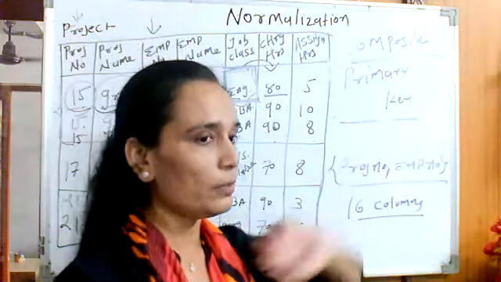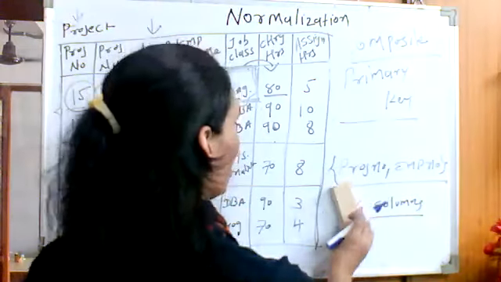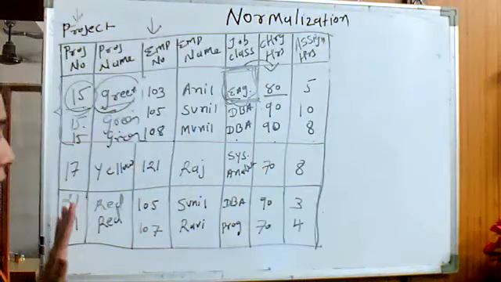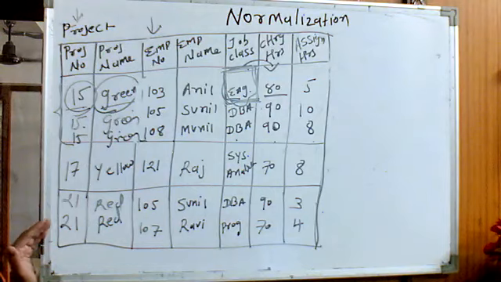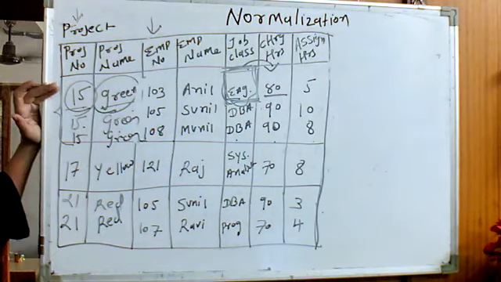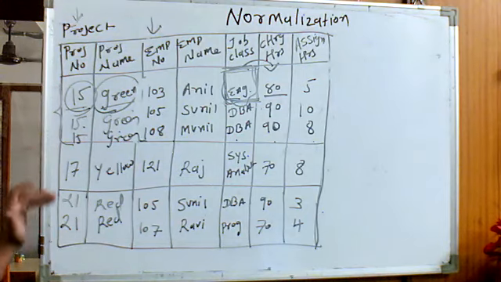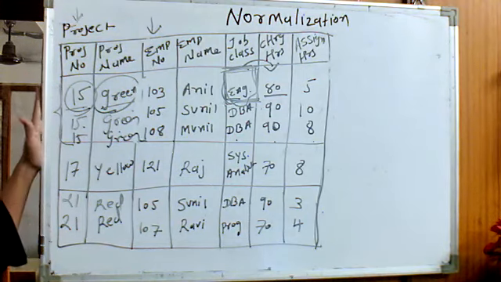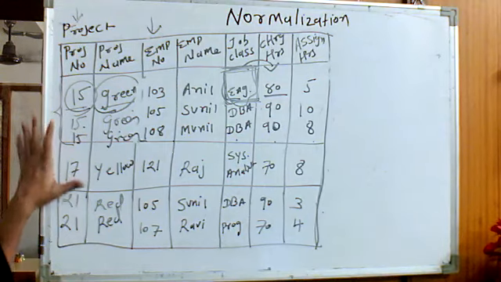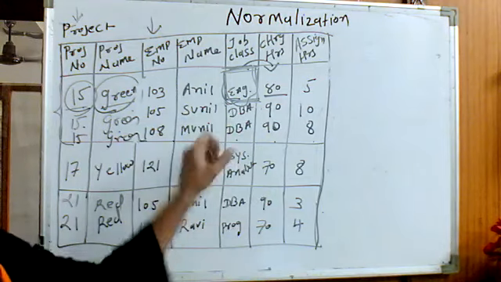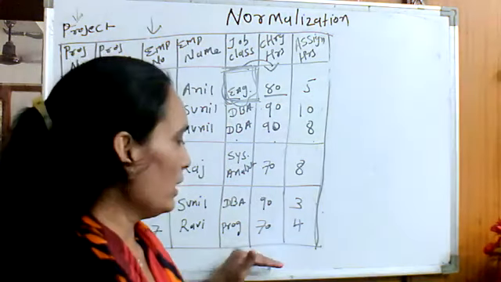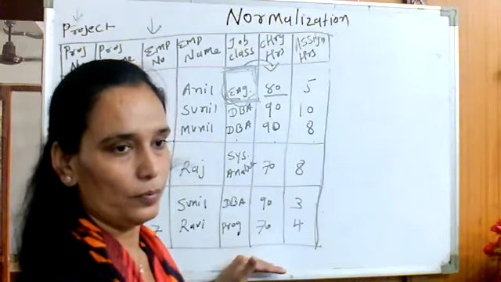Okay. Now we can see that this table is in first normal form because it satisfies all the conditions of first normal form. First normal form conditions: first, data should be in table format. Yes. Second, there should be no repeating group. Yes. And third, primary key must be identified. So all these conditions are satisfied. So it is in first normal form.